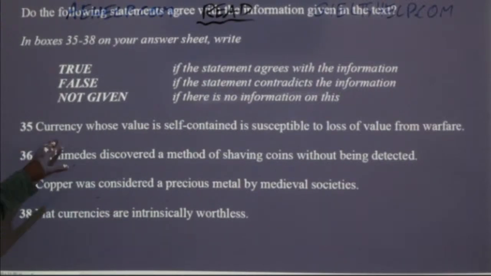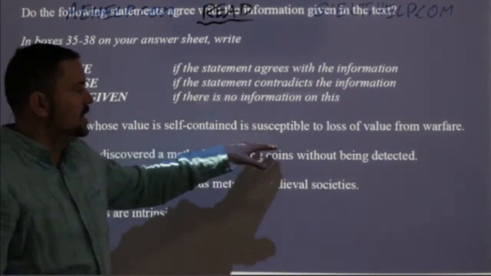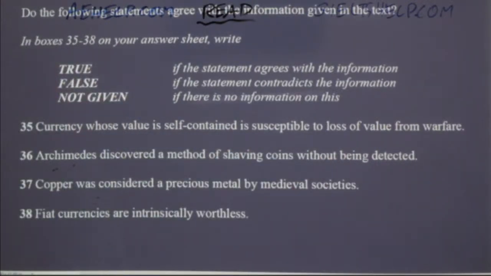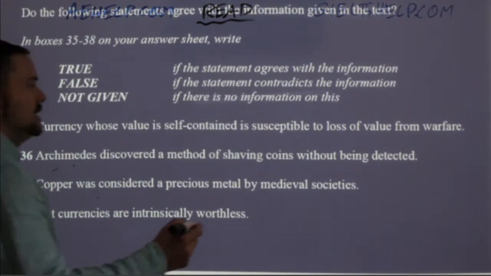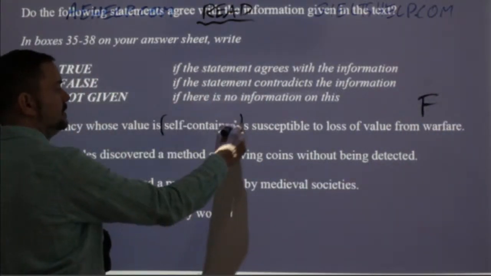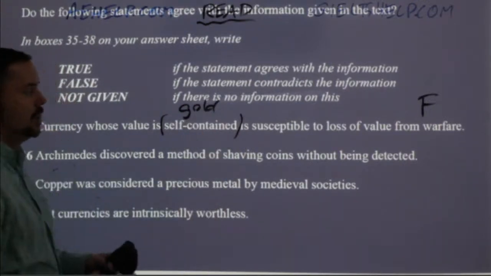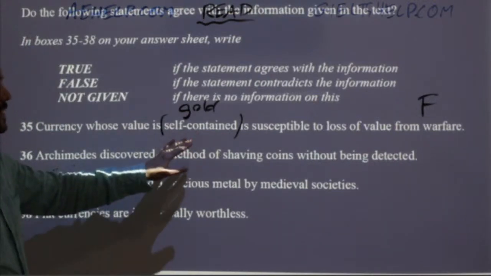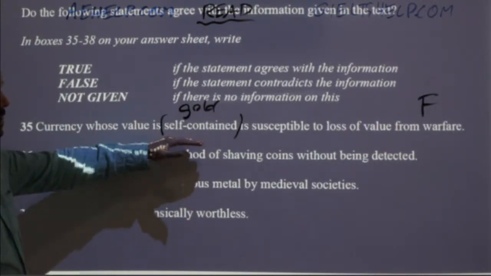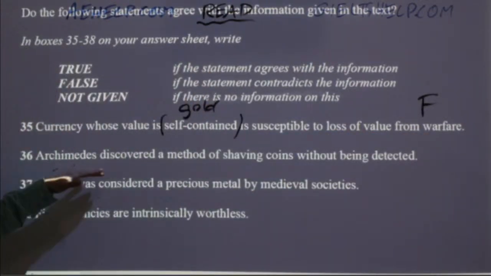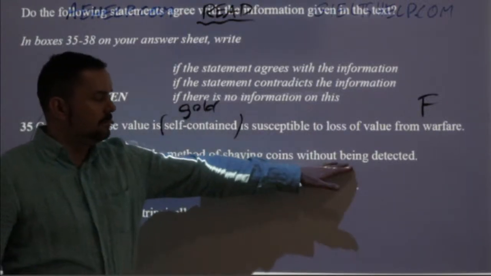So currency whose value is self-contained is susceptible to loss of value from warfare. So that's the first one, 35, and that's obviously false, okay? Because self-contained would be like gold. Gold does not lose its value from warfare. So it's important. It's definitely important. It's given. Is it true? It's not true because gold does not lose its value from war. Okay. Archimedes discovered a method of shaving coins without being detected.